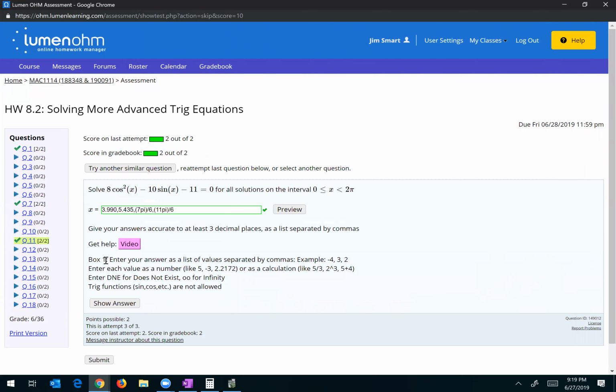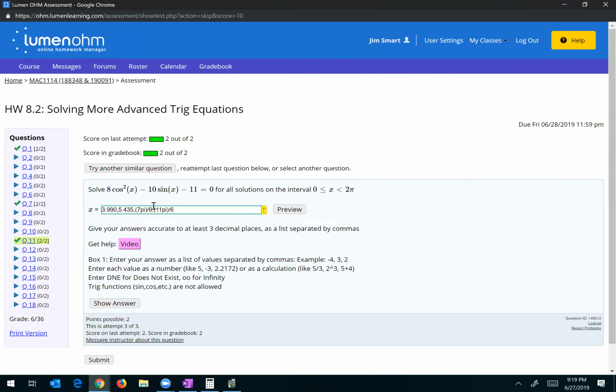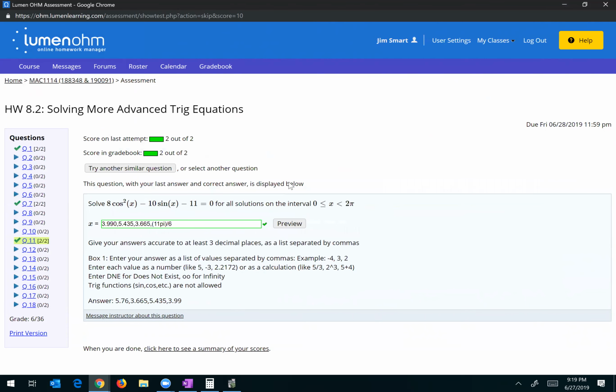But let's just double check that it takes the decimal answer too. So let's do 7 pi over 6, 3.665. So let's replace 7 pi over 6 with 3.665. Yep, it takes the decimal or the exact answer for pi. So that's good.